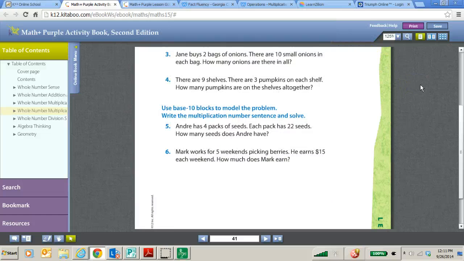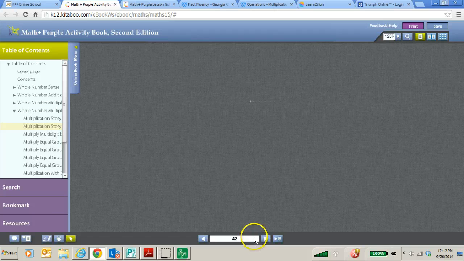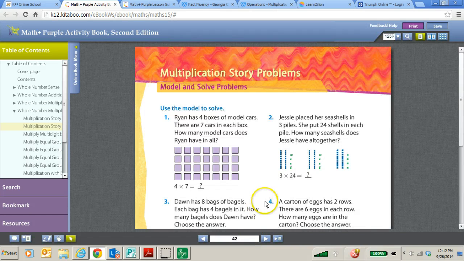So now let's head back. So even though these problems are complicated and have big numbers, they're very doable when we use models to get to the answer. So as we continue through the unit, we will continue to see models. You're going to continue to see story problems. You're going to continue to see arrays.